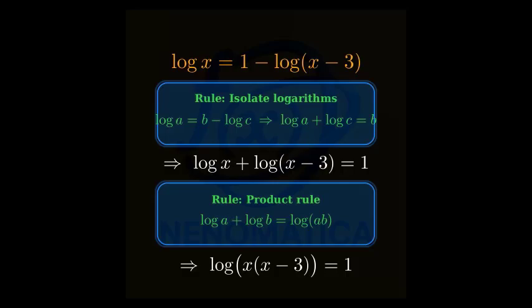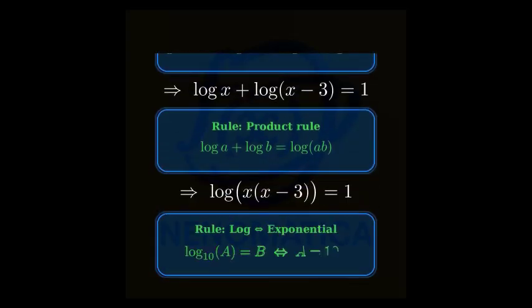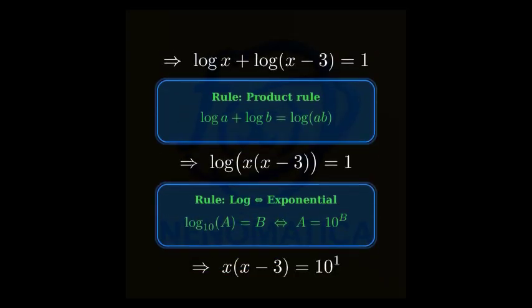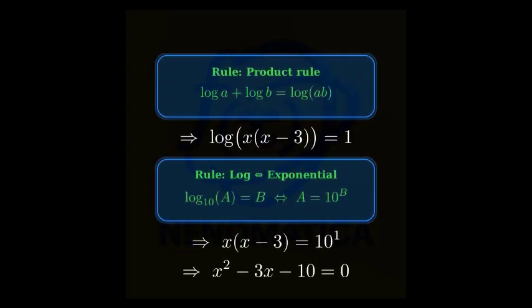Step 3. Convert the logarithmic equation to its exponential form using base 10. If log base 10 of a equals b, then a equals 10 to the b. Hence, x times (x minus 3) equals 10 to the first power. Step 4. Expand the left side and bring 10 to the left to set the quadratic equal to 0. We obtain x squared minus 3x minus 10 equals 0.